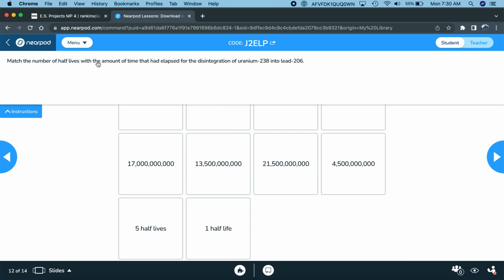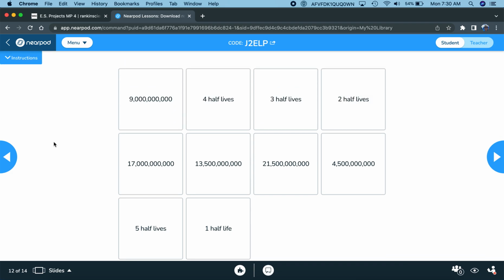Okay, match the number of half-lives with the amount of time that has elapsed for the disintegration of uranium-238 into lead-206. All right, now according to your reference table, 4.5 times 10 to the 9 is the half-life of uranium-238. So that's going to be 4,500,000,000 years. So one half-life would be the 4,500,000,000 years.